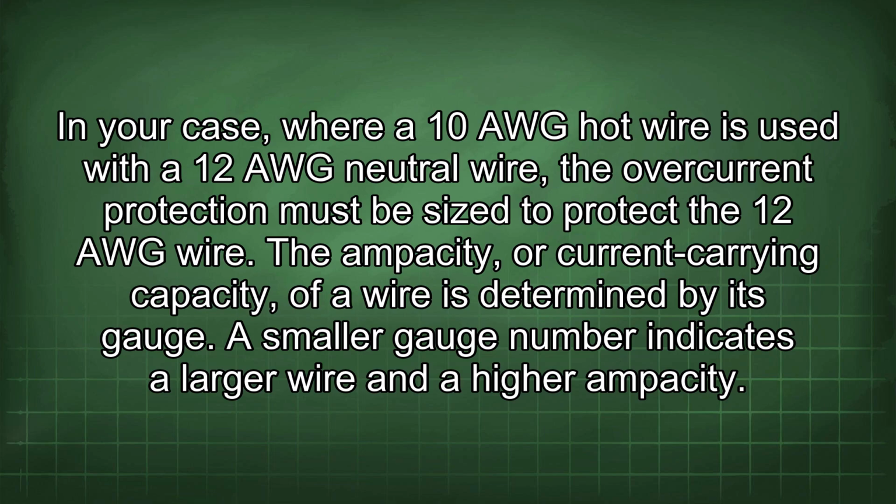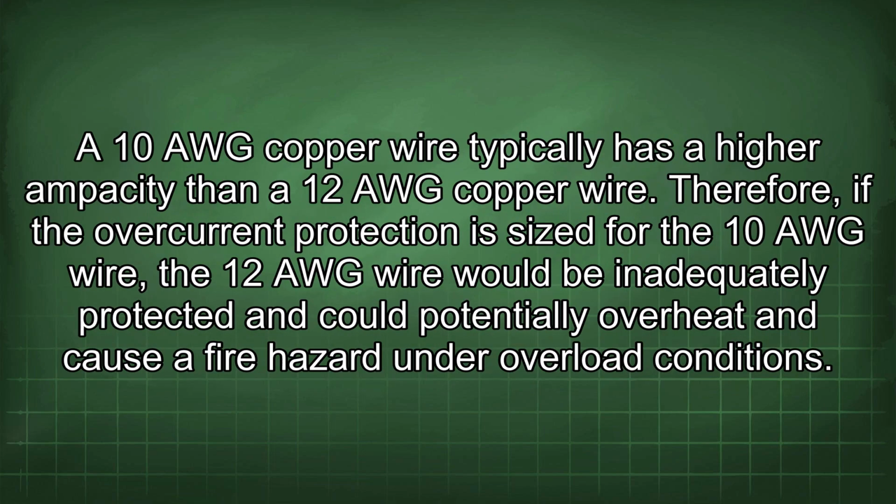The ampacity, or current carrying capacity, of a wire is determined by its gauge. A smaller gauge number indicates a larger wire and a higher ampacity. A 10 AWG copper wire typically has a higher ampacity than a 12 AWG copper wire. Therefore, if the overcurrent protection is sized for the 10 AWG wire, the 12 AWG wire would be inadequately protected and could potentially overheat and cause a fire hazard under overload conditions.